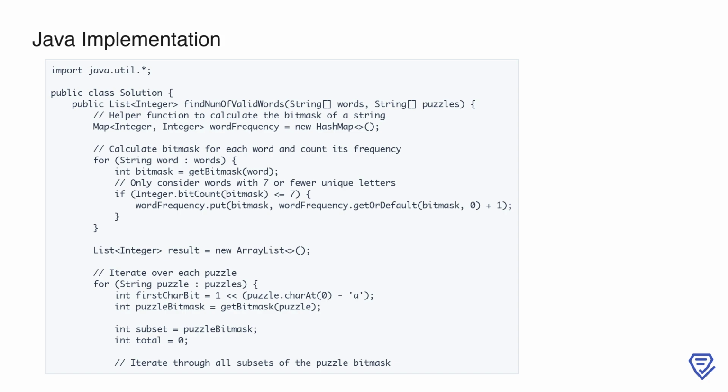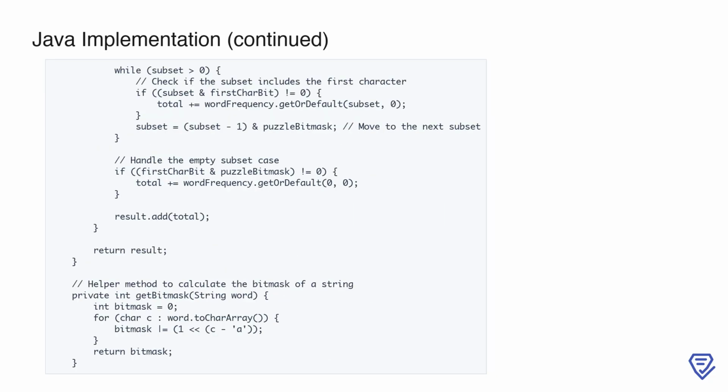For each puzzle, we calculate the bitmask and isolate the bit corresponding to the first character, which must be present in any valid subset. Now, we focus on iterating through all the subsets of the puzzle's bitmask. By using a while loop, we systematically generate each subset. For each subset, we check if it contains the first character of the puzzle using a bitwise AND operation. If this condition is met, we look up the subset in the wordFrequency map and add its count to the total. The expression (subset - 1) & puzzleBitmask ensures that we move through all possible subsets efficiently.